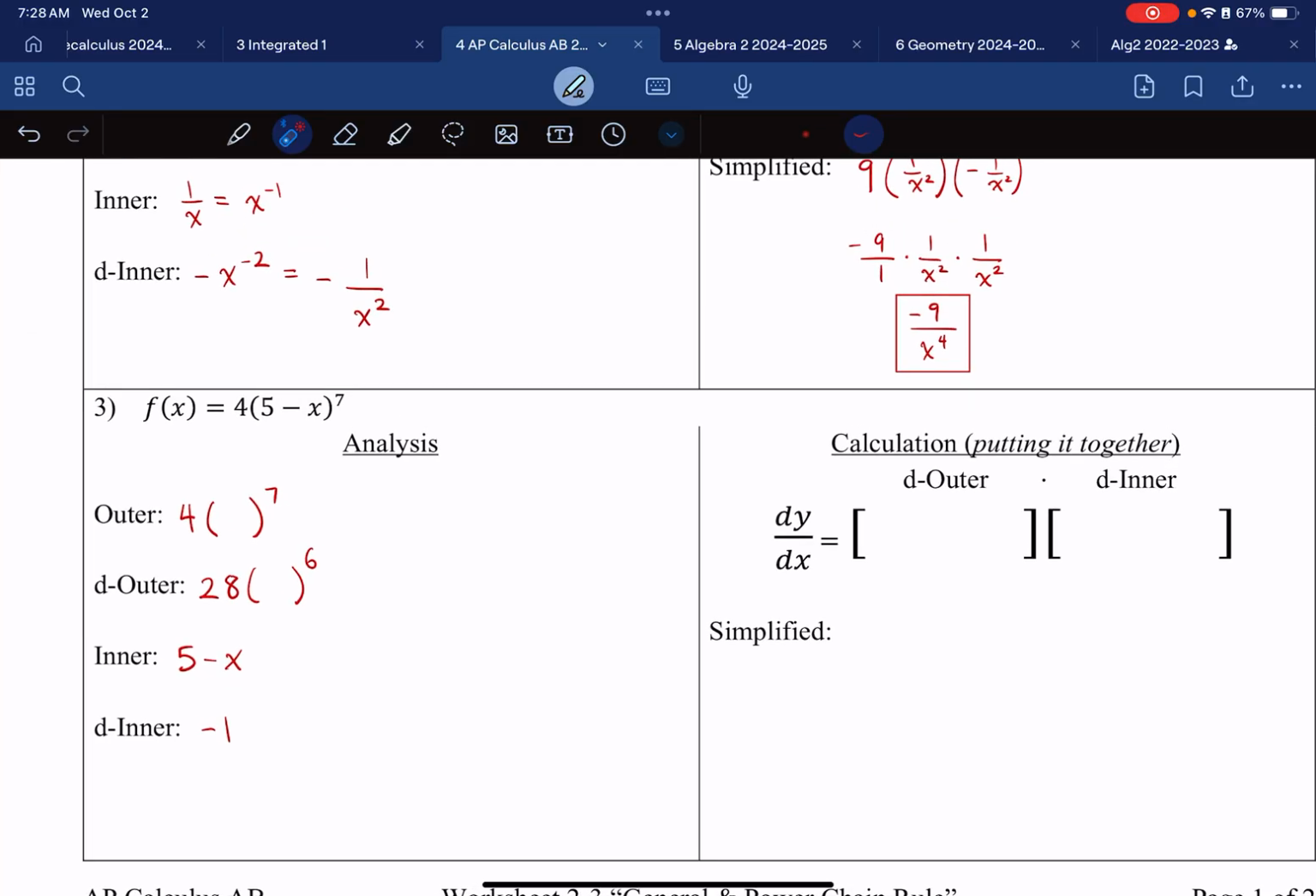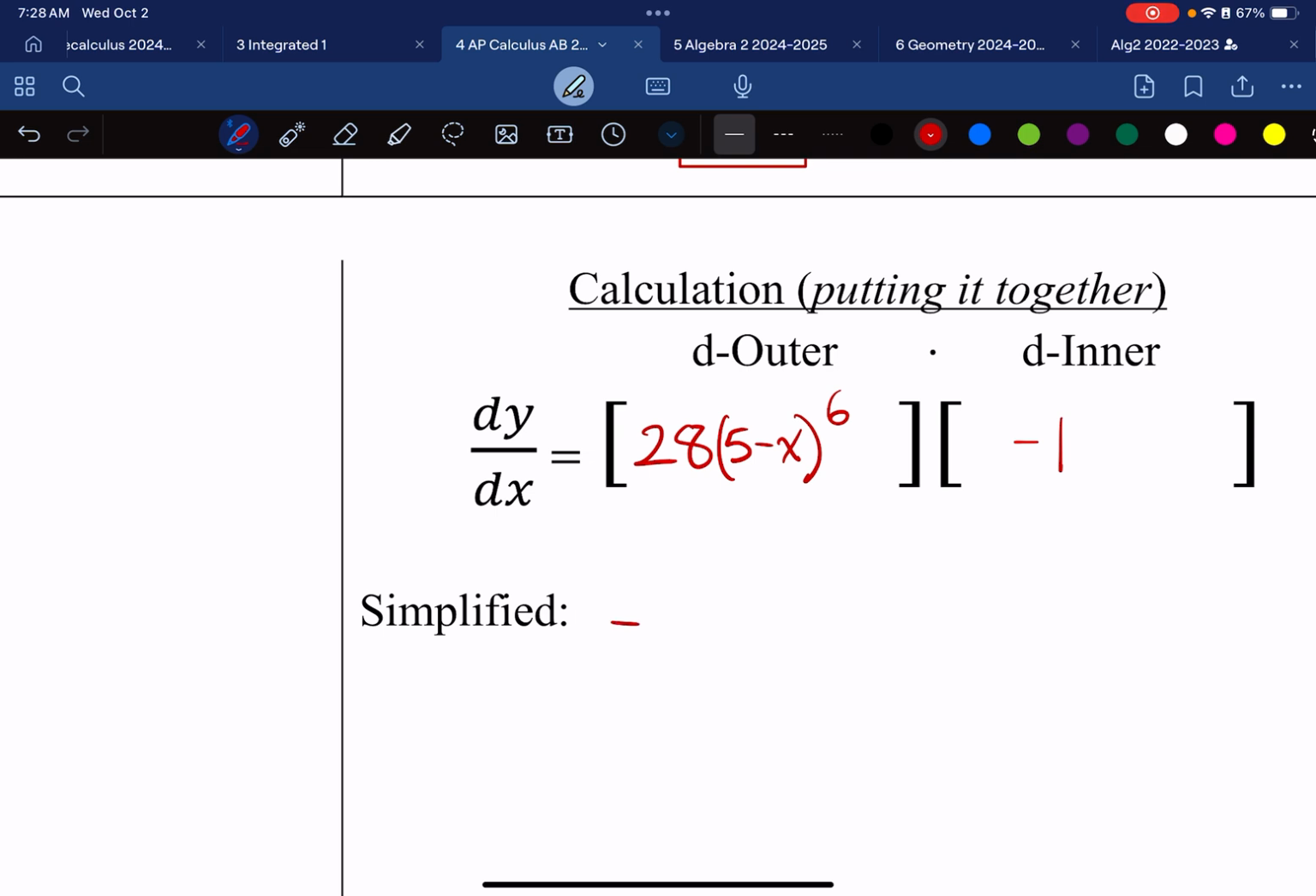Let's put the pieces together. So the outer is 28 times some stuff to the power of 6. That stuff is 5 minus x. The inner derivative is just negative 1 in this case. Multiplying everything together is going to give us a negative 28 times 5 minus x to the power of 6. Final answer, and box it.